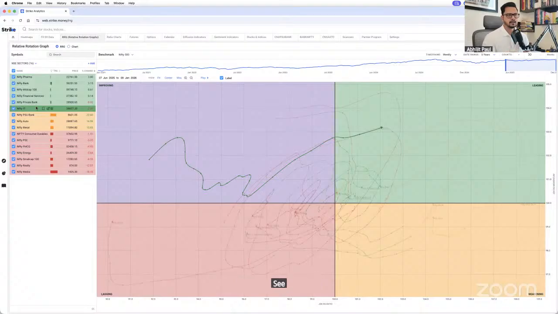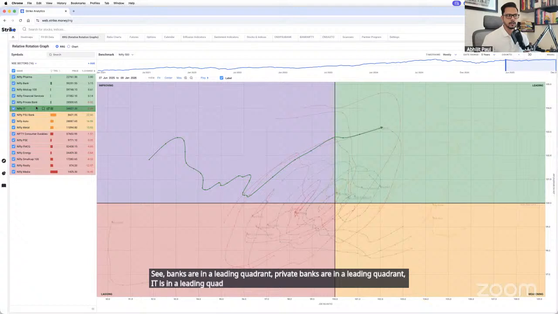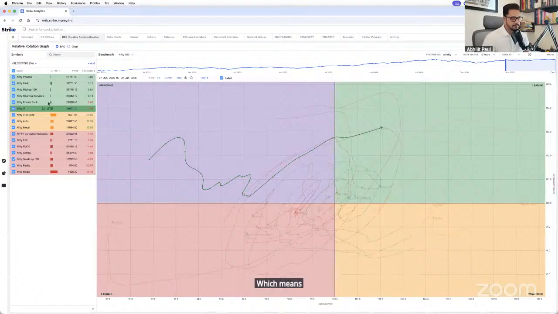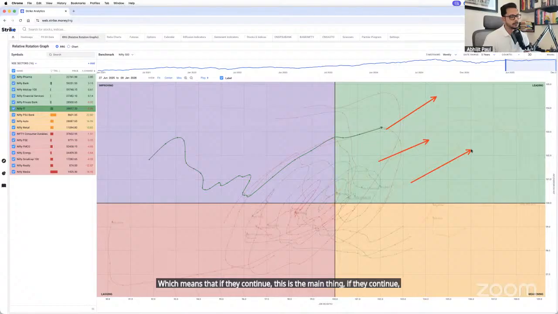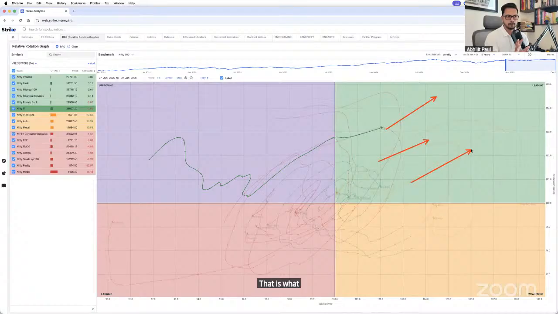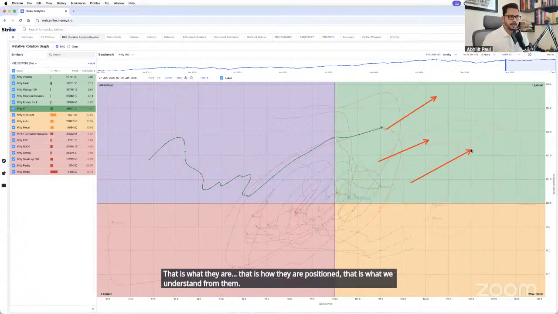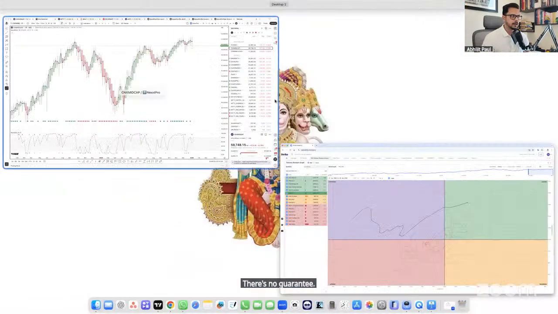See, banks are in a leading quadrant, private banks are in a leading quadrant, IT is in a leading quadrant. What more do you want? Almost 60% weightage is in your leading quadrant. Which means that if they continue, this is the main thing, if they continue, then the first quarter of 2026 will be very good. That is how they are positioned. That is what we understand from there. It does not guarantee. Everything comes from price.